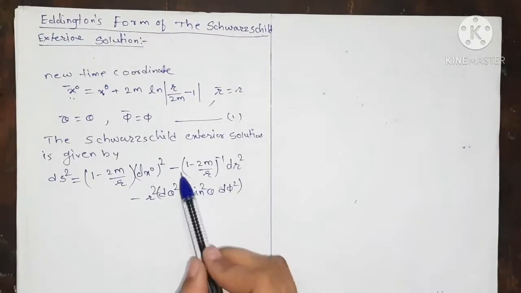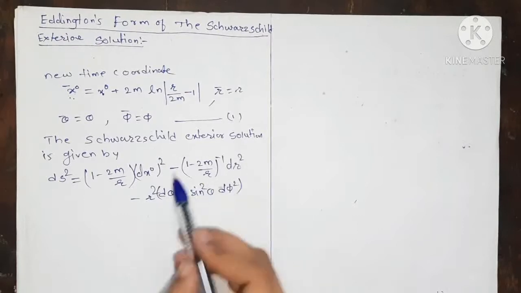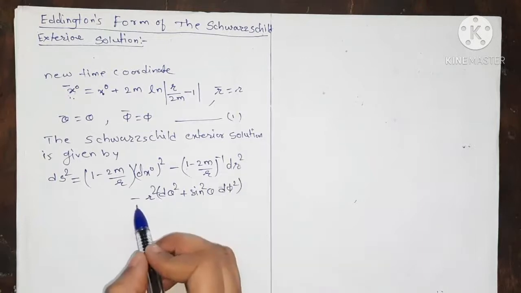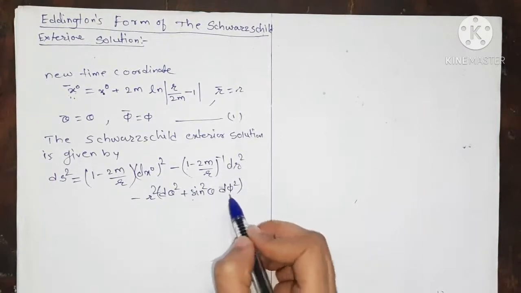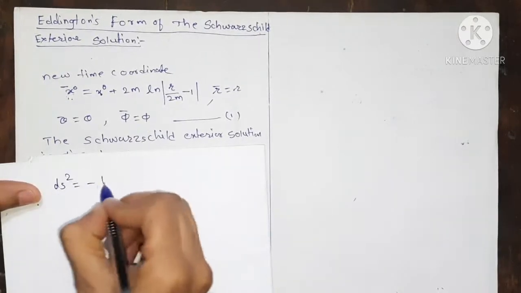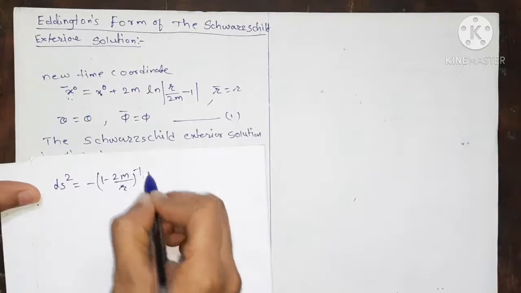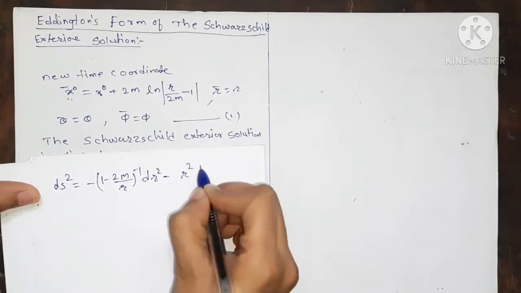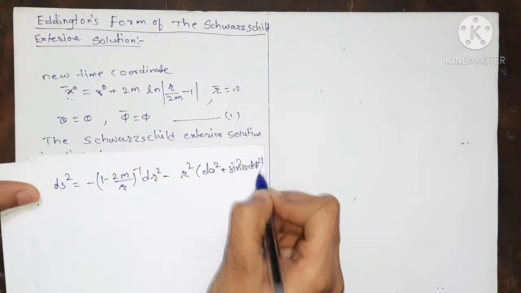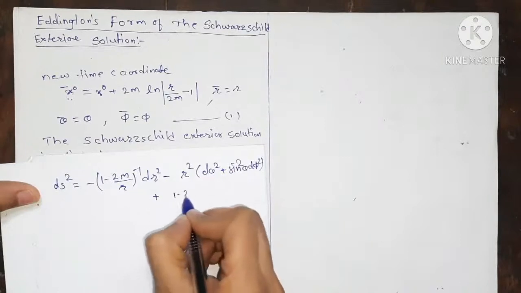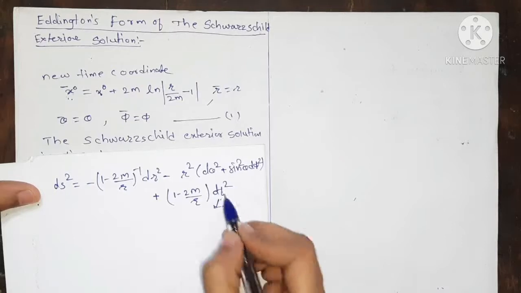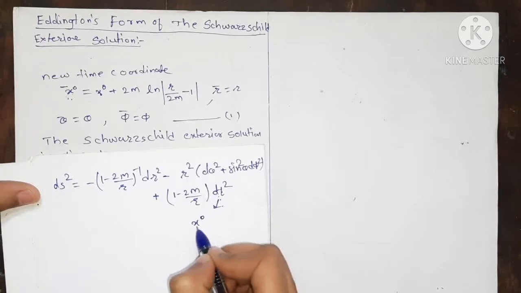Okay, that is our form in the form of dr square, that is we write this form as 1 minus twice m upon r its inverse dr square minus r square d theta square plus sine square theta d phi square. As we know, our line element is 1 minus twice m upon r inverse dr square minus r square d theta square plus sine square theta d phi square plus 1 minus twice m upon r dt square. Okay, so this t is written as x0.